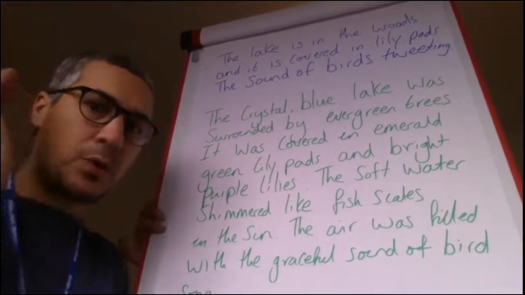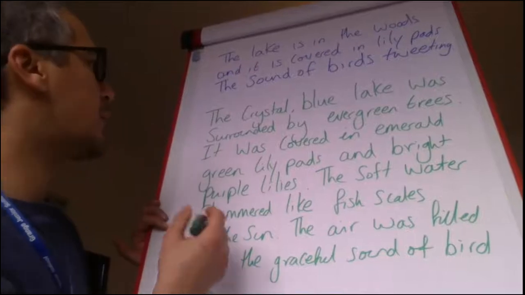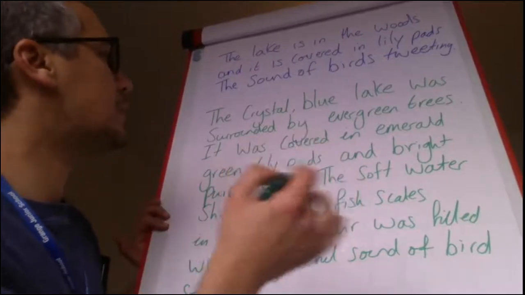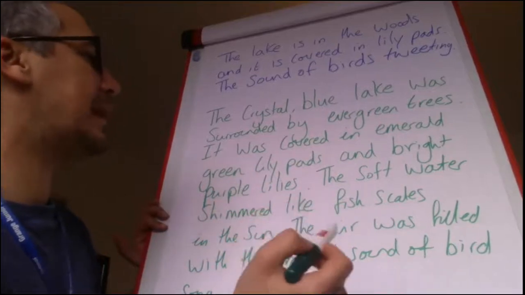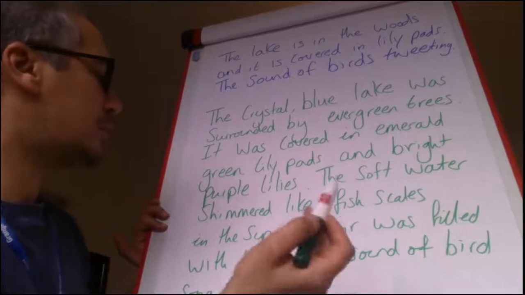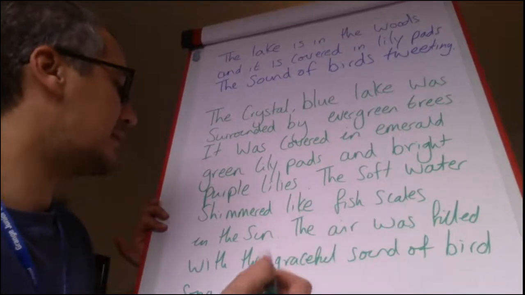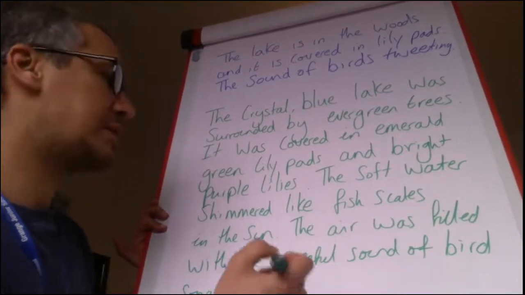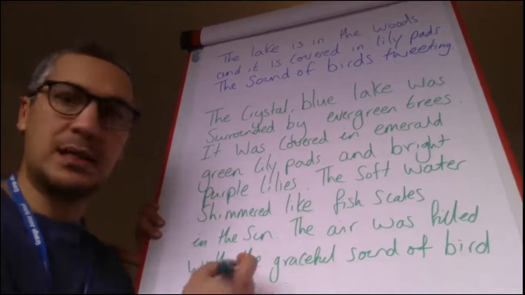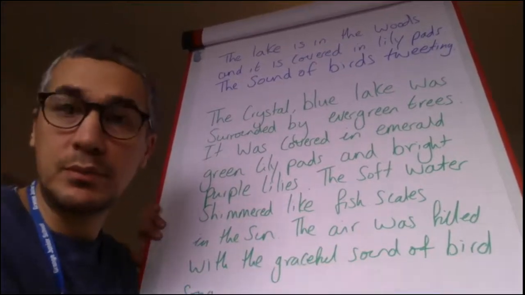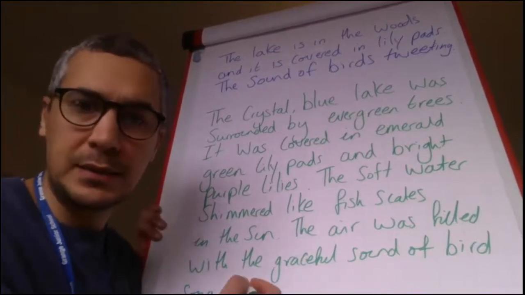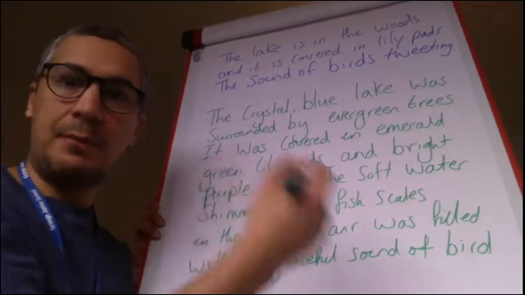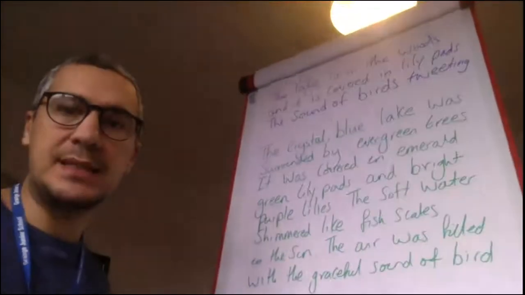We've got a little bit of sound, we've got a little bit of what we can see. So we've gone for the crystal blue lake was surrounded by evergreen trees. It was covered in emerald green lily pads and bright purple lilies. The soft water shimmered like fish scales in the sun. The air was filled with the graceful sound of bird song. And then I suppose we would eventually move on Tuesday or Wednesday next week to saying on one of those lily pads was sitting a frog with a stick. And then we've moved into our kind of story. We've set the scene and hopefully our story's pretty good.